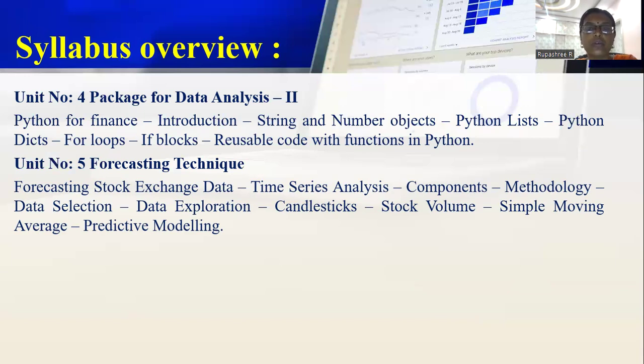And also we would be looking into the different types of candlestick charts that are formed in case of forecasting techniques or in stock markets. We would also be calculating the simple moving average, which helps us in moving into a predictive modeling technique in order to forecast the future trends of a particular data that is being provided.